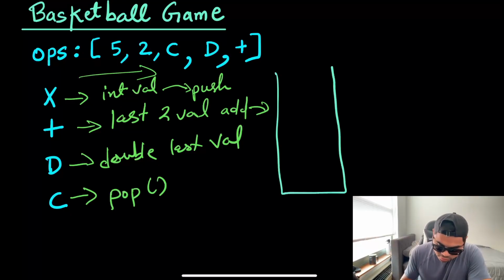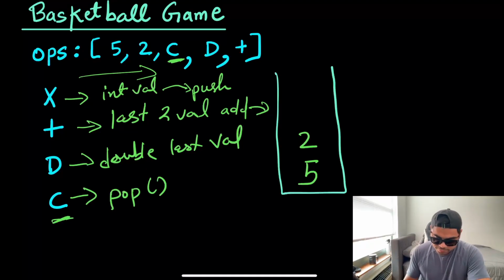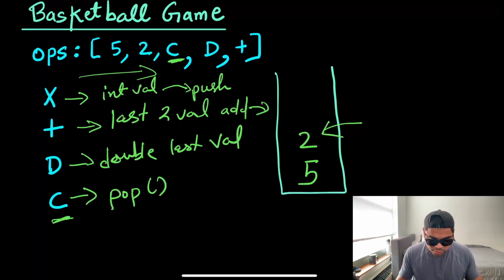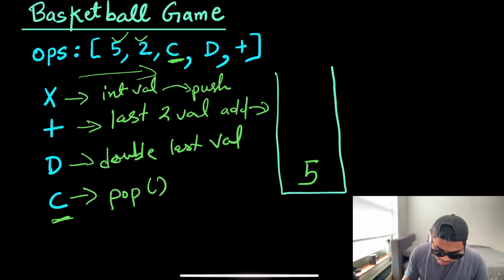the first time we see 5, so we'll push 5 onto our stack. Then we see 2, so we'll push 2 to our stack. Then we see C, which means pop the last added value. That means we'll be popping out this particular value 2, so let's remove that. This is done. All these operations are now done.